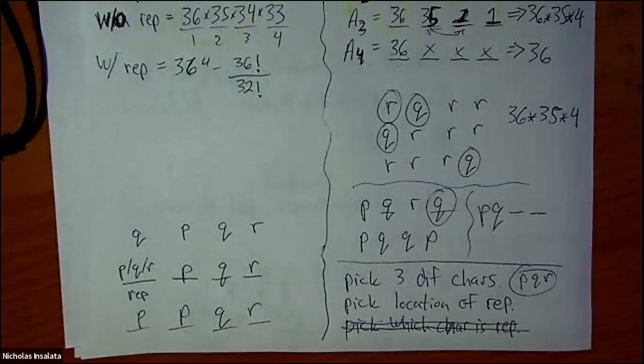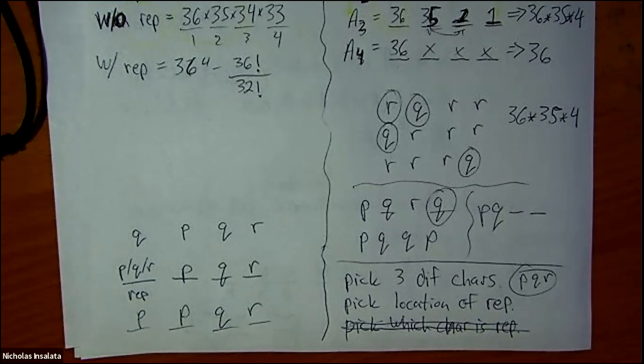Okay, that's all right. So maybe we should go back to the other way. If we do include which character is repeated, we do know exactly how much we're double counting. So that's kind of nice. If we're picking which character is repeated and the location of the repetition, how much are we double counting by?